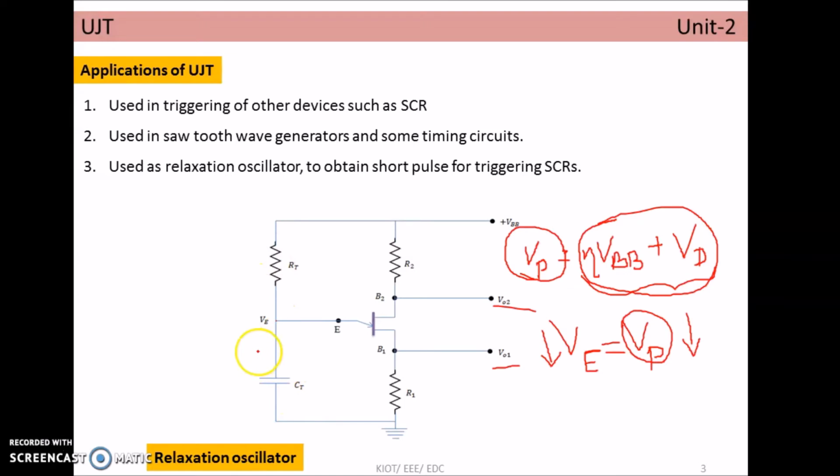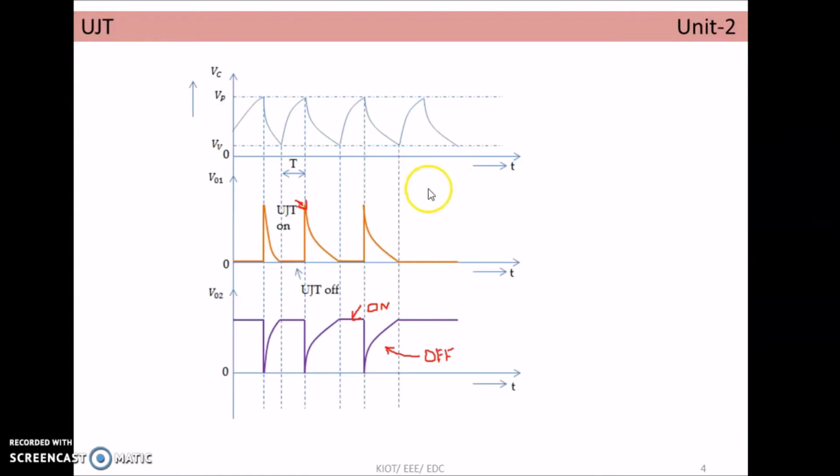And again, if the capacitor voltage available at the emitter terminal equals the peak point voltage, this UJT gets turned on, and this action continues as long as the supply and biasing voltage are available. If you want a reversed polarity of the voltage available at V02, we can take the voltage at V01 also. So let us see the pulses generated by the UJT.